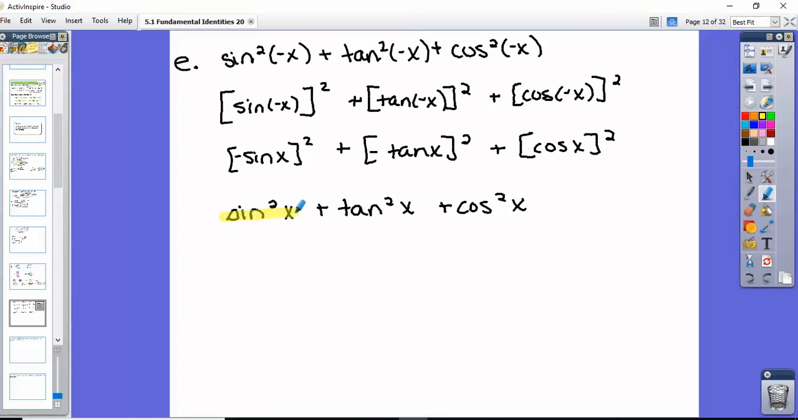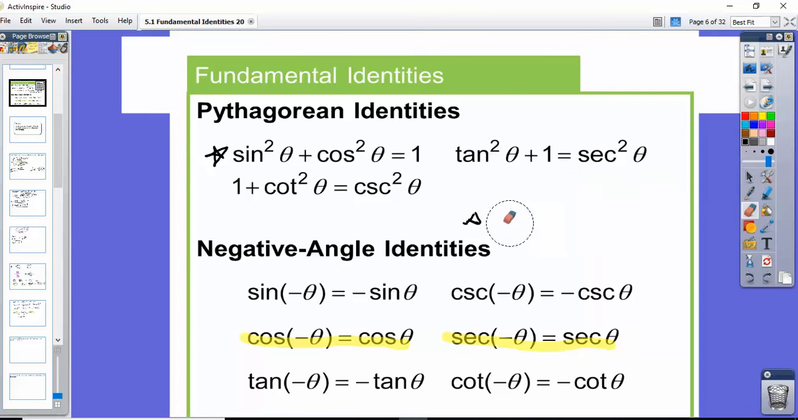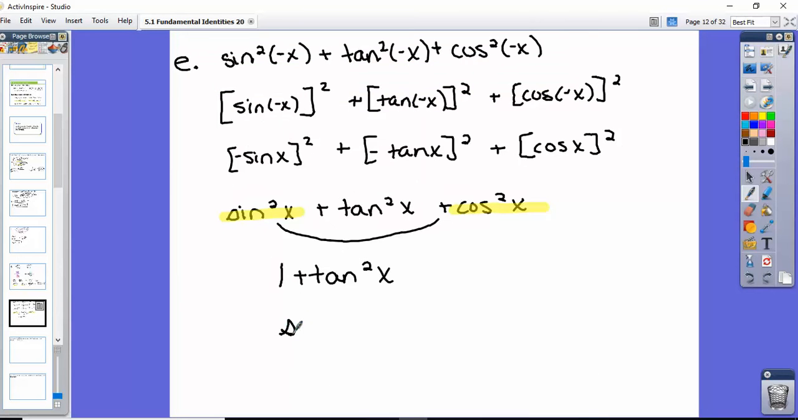But now we have a sine squared plus a cosine squared. You can add in any order. So if I went ahead and added those two things together, sine squared plus cosine squared is 1. So I have 1 plus tangent squared. But we know tangent squared plus 1 is secant squared. So this is just secant squared x.